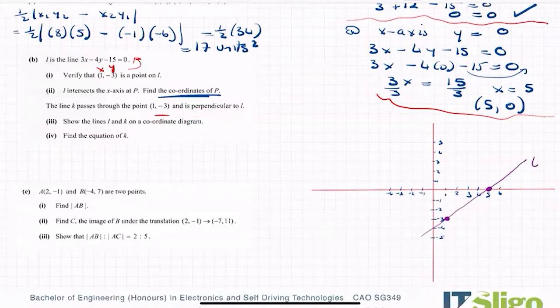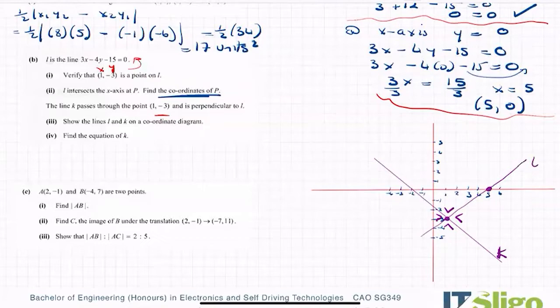If I had my maths set with the triangles in it, you can use the triangles to perfectly draw a line that is perpendicular to this one, because it comes at it at a 90-degree angle. That's why the triangles would be handy to draw that line, and that is the line K. So if you have a point on the line, like the (1, -3), and the fact that it's 90 degrees or perpendicular to line L, you should be able to draw it.